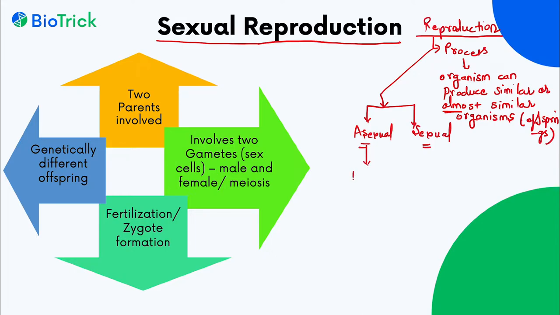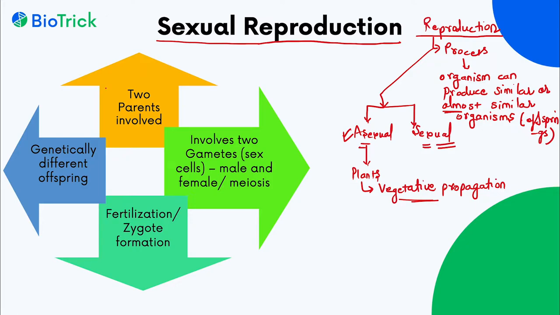Asexual reproduction in plants is called vegetative propagation. We don't use the term asexual reproduction there. We use vegetative propagation. Asexual reproduction in detail we have discussed in the last lecture. So here we start from sexual reproduction and its features. Let's see what the features of sexual reproduction are.